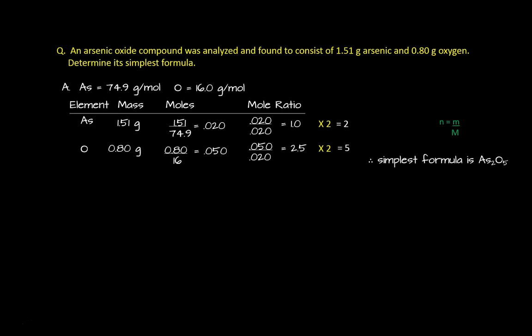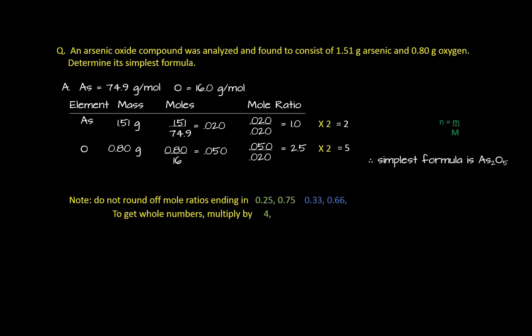But we may have other cases in which ratios end in 1/4 or 3/4. Do not round these numbers off. Ask yourself, what number can I multiply by to get a whole number? In this case, the word quarter suggests the number 4. So if you multiply 1/4 or 3/4 by 4, you'll get a whole number. In the case of 1/3 or 2/3, the word third in each case suggests multiplying by the number 3, and that's what you would use. In the case of a half, that's simple enough that multiplying by 2 always gives us a whole number.